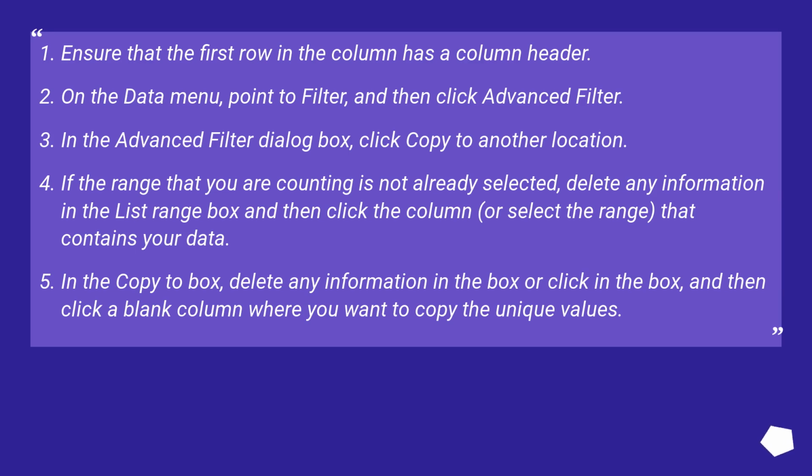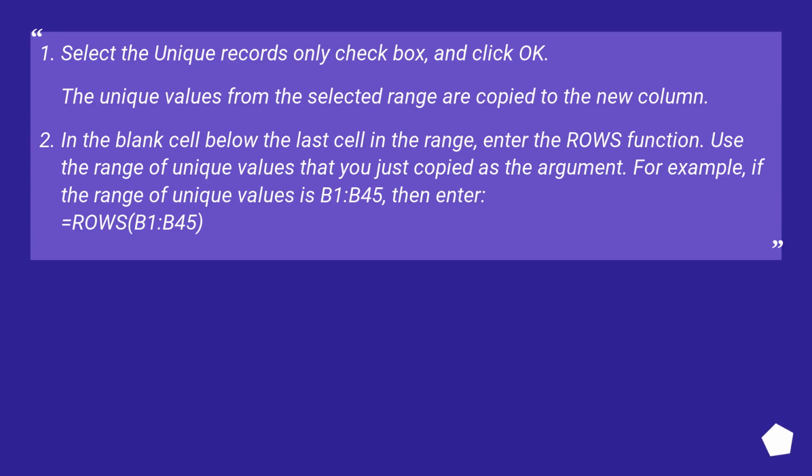In the Copy to box, delete any information in the box or click in the box, and then click a blank column where you want to copy the unique values. Select the Unique Records Only checkbox, and click OK. The unique values from the selected range are copied to the new column.